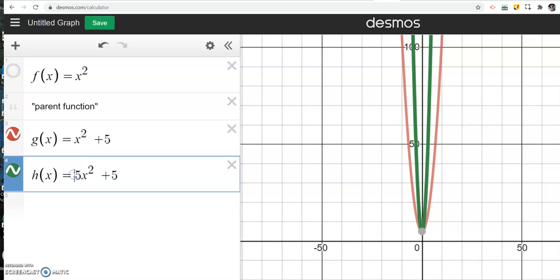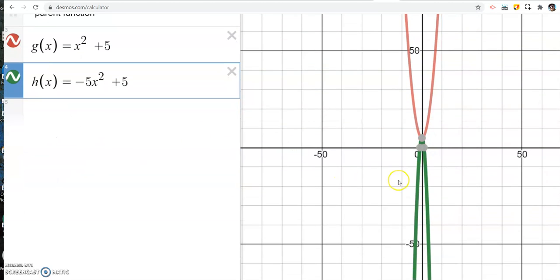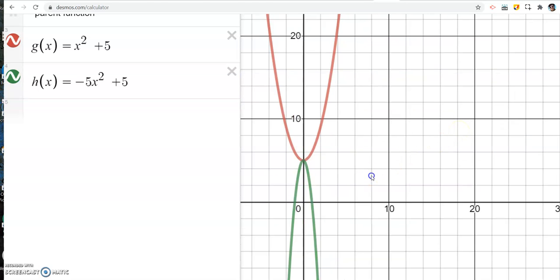Now, what happens if we turn this and make it -5? Well, everything that was up is now down. It's like Alice in Wonderland. What once was up is now down. Something like that. Okay, anyways, it flips the whole thing upside down.